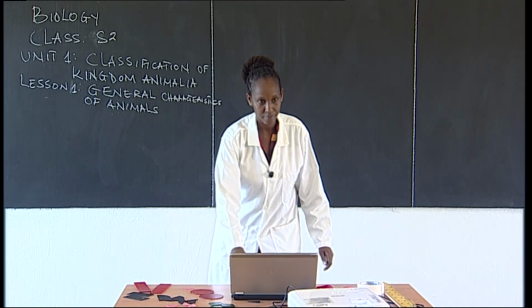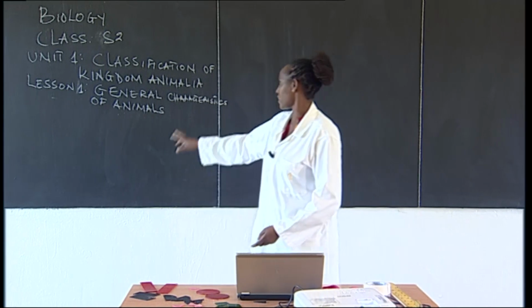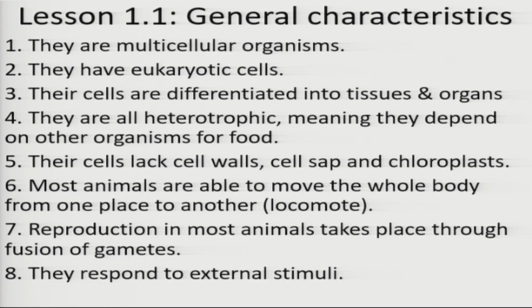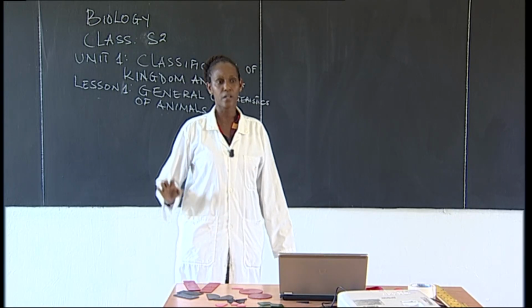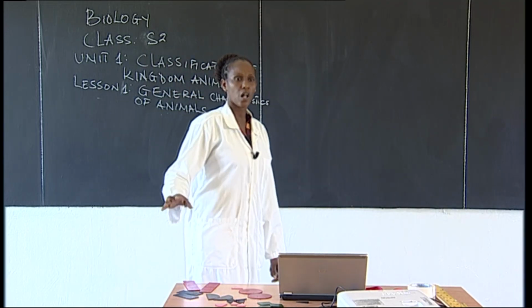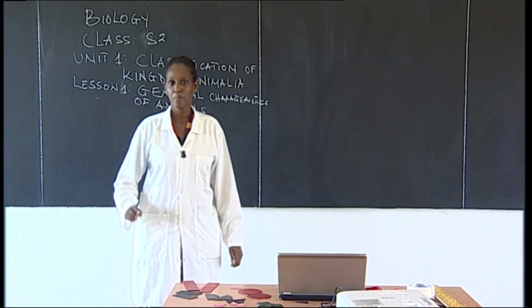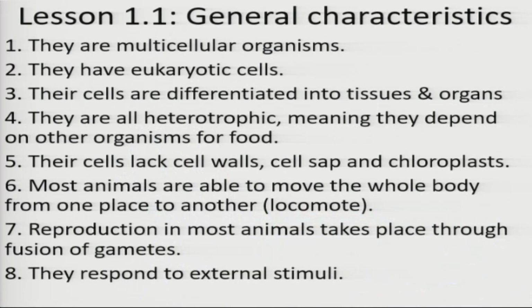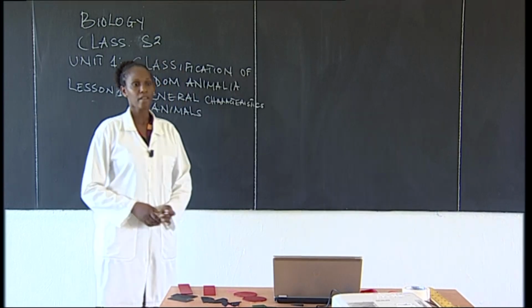So let's go ahead and look at the general characteristics of animals. As said earlier, multicellular means many cells. All animals are multicellular organisms. They have many cells. All animals are eukaryotic, meaning they have a true nucleus. Their cells are differentiated into tissues and organs. They are heterotrophic, meaning that they feed on already made food. They can't make their own food.